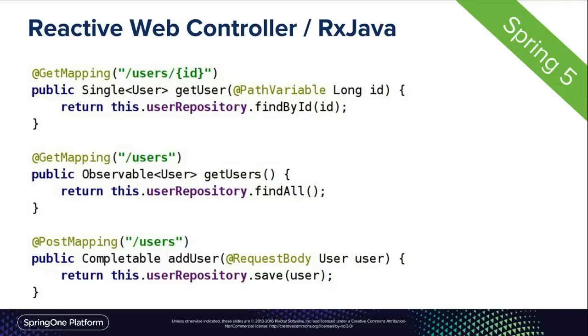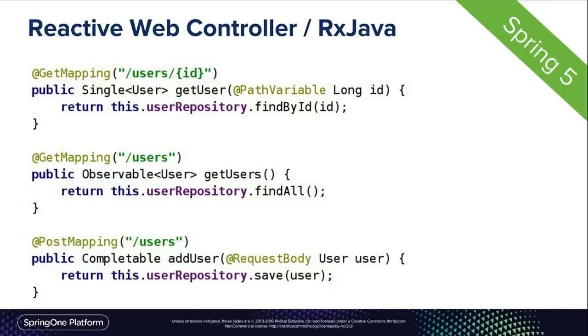You will notice that it looks very similar. RxJava has the Single and the Observable. The one notable difference is that the Single type in RxJava actually means a single value only. There's no option for no value. This is a slight difference with Mono in Reactor.